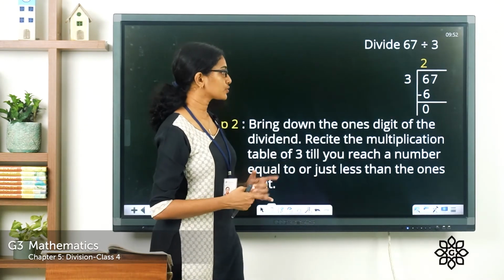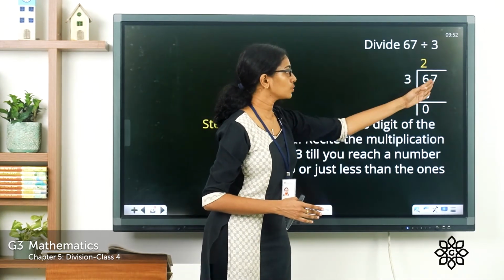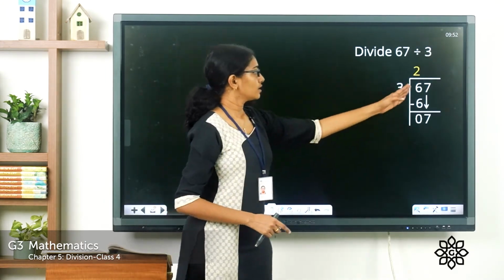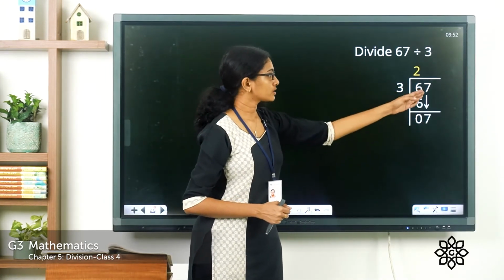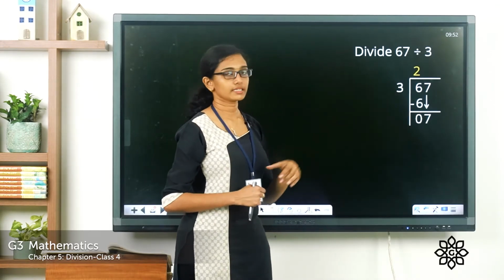Now the next step is to bring down the next digit. So bringing the ones digit down, we get 7 here. And we got 7 here when we brought this 7 down. The next step is to divide this 7 by this 3.